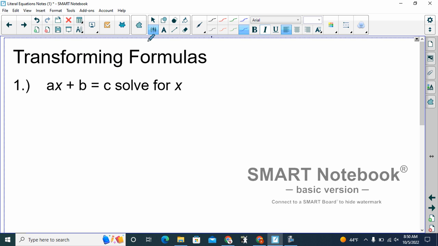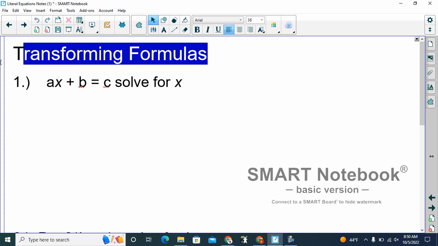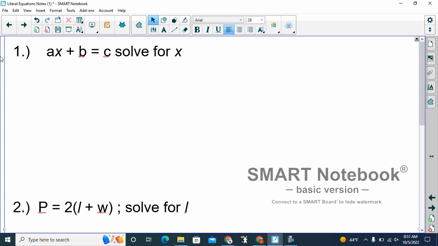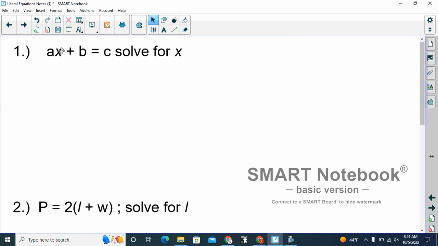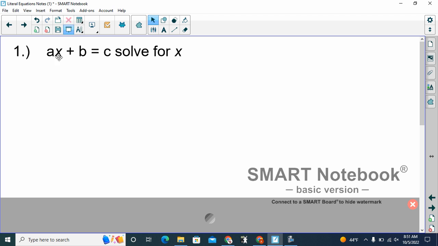Example 1. Example 1 asks us to solve this equation for x. We are given ax plus b equals c, and we are asked to solve for x. Notice this looks way scarier than the typical problems we've been working with. The equations we've been solving look a lot more like this. 3x plus 2 equals 11. That's the one we wrote up there before.